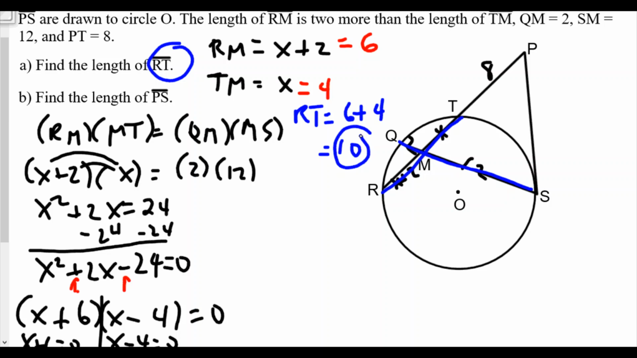Second part is find the length of PS, and so we'll use a second formula which deals with PS and the whole secant segment here, PR. And our second formula would be in this case that... I'm gonna erase this here, so give us a little space for the previous problem. Okay.